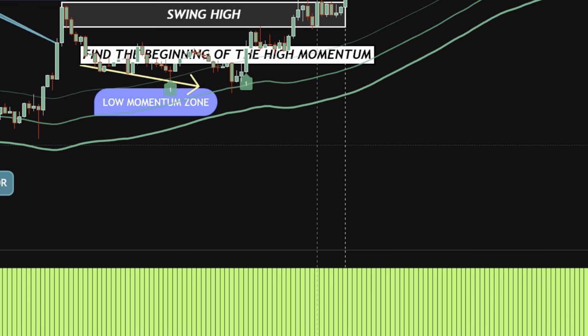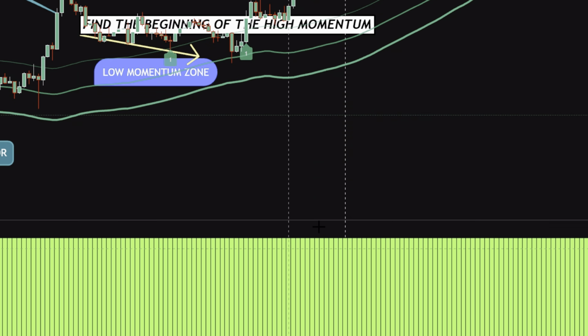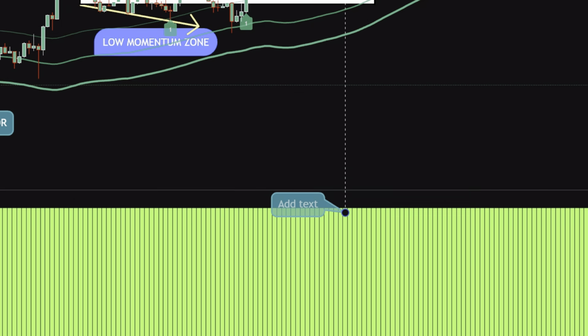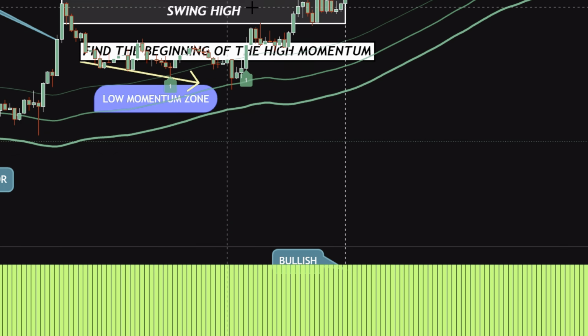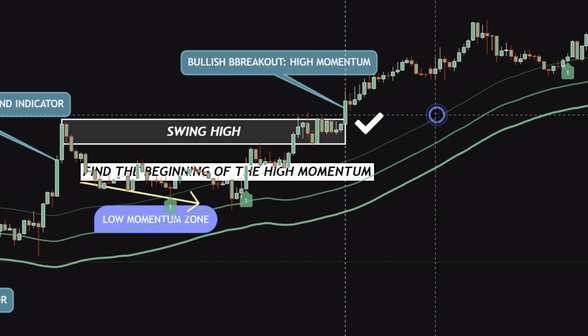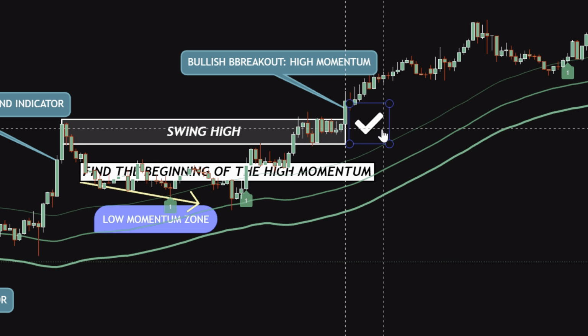Before entering, we perform one final check. Look at the Donchian trend ribbon. If the ribbon is green, momentum is supporting the breakout. Now we have three layers of evidence: trend direction, momentum confirmation, and price action confirmation. Only when all three align do we consider entering the trade.